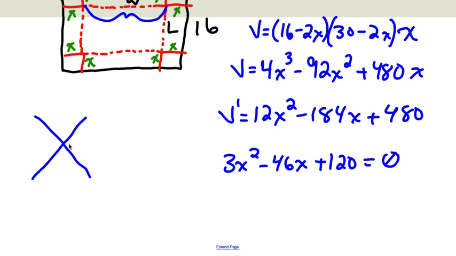Multiply your outside. This is the way I do it. I know you guys do like a guess and check or whatever. This is how I do it. Multiply your outside numbers, 3 times 120. Put it up top. So 360. Middle number, negative 46, goes at the bottom.